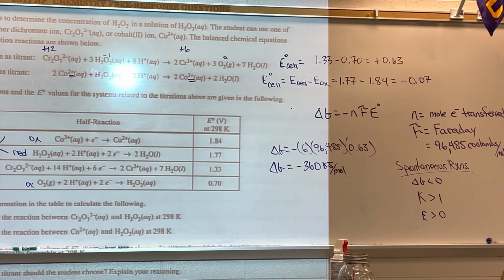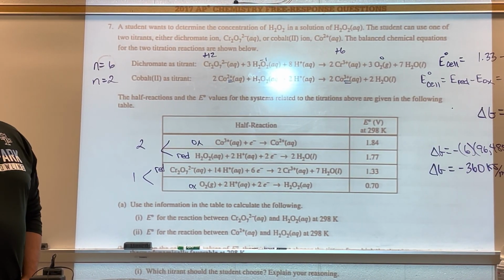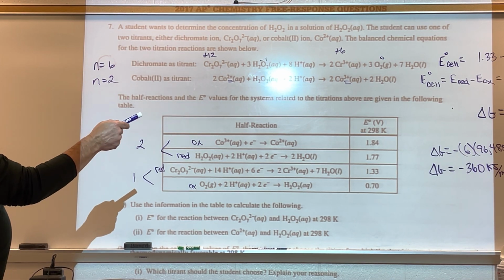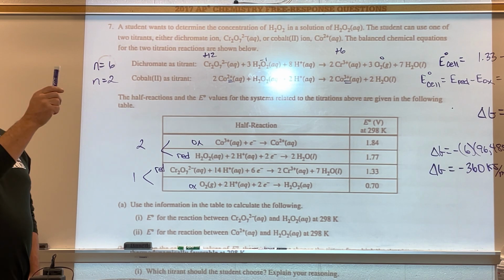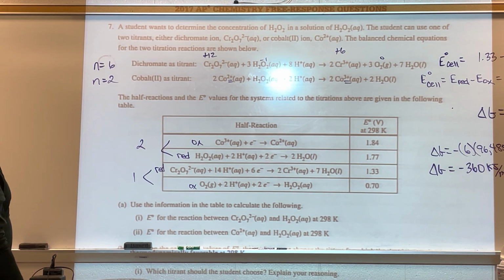We have one more equation to relate. We related G to K. Remember we had delta G equals -RT natural log of K. We have delta G is equal to -nFE. So now we just need one equation that relates E and K, which is coming up.